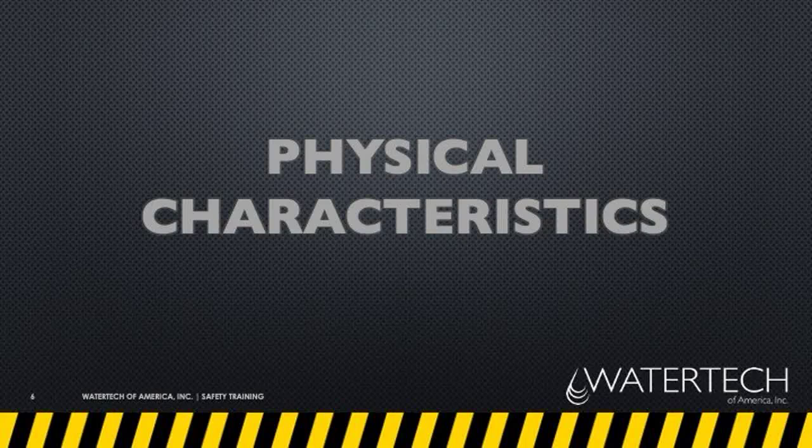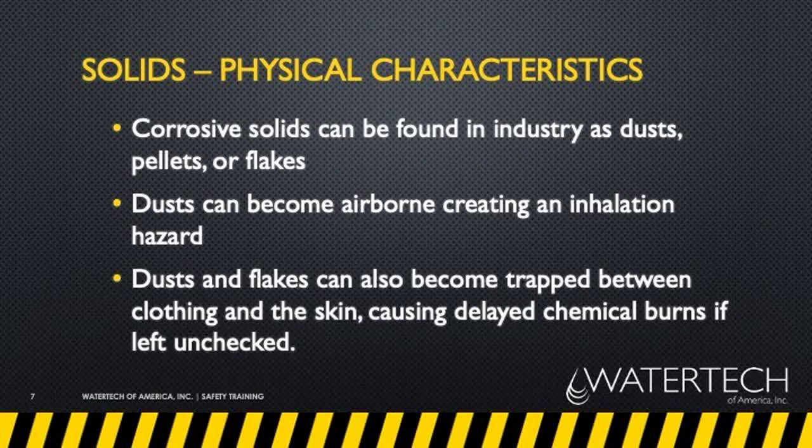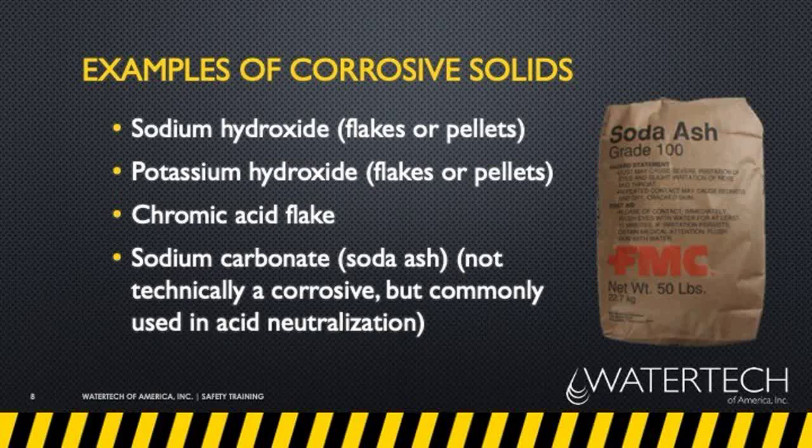Moving on to physical characteristics. We do not deal with many if any corrosive solids. If we run into some corrosive solids out there, they will be in the form of flakes, pellets or dust. To know for sure, refer to the label or SDS. The most common examples of corrosive solids we might see are sodium hydroxide and sodium carbonate. Sodium carbonate, or soda ash, is not typically corrosive. It is used to clean up a lot of common chemical spills. As a result, you may see it in a customer's facility.